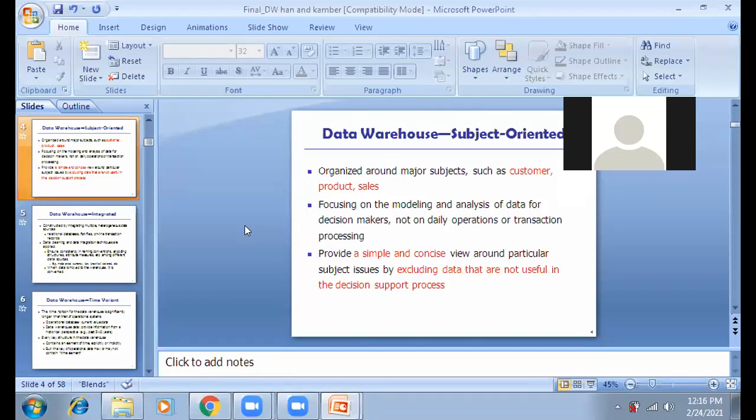But your operational database is collecting data of day-to-day transactions, not the last 5 or 10 years of data. So every key structure in the data warehouse contains some sort of element of time. That element of time will always be there in the data warehouse. So it will represent the past 5 to 10 years of time data.